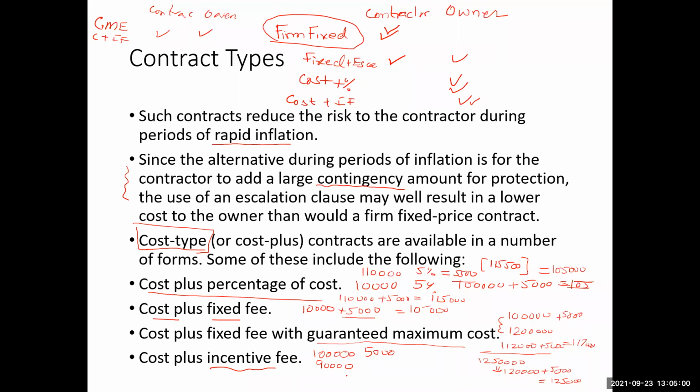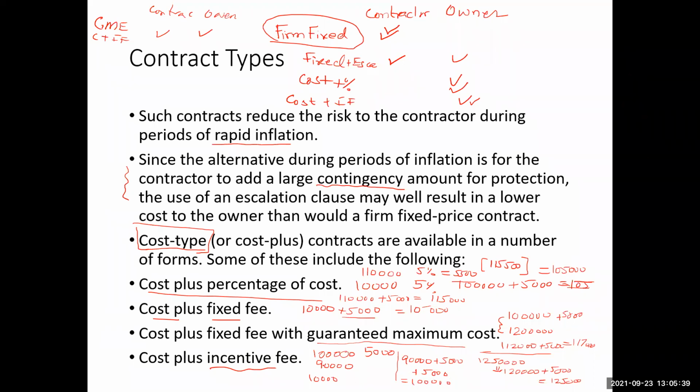So the contractor is given the incentive that whatever the cost saving they achieve, they will get half of that amount. In this case, the cost saving is 10,000, so the contractor will get half of that amount. In the end, what the owner will pay is 90,000 plus the original fixed fee plus 5,000 for the cost saving. So the owner will pay $100,000.